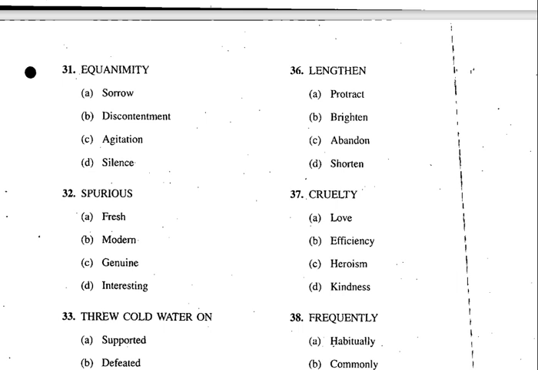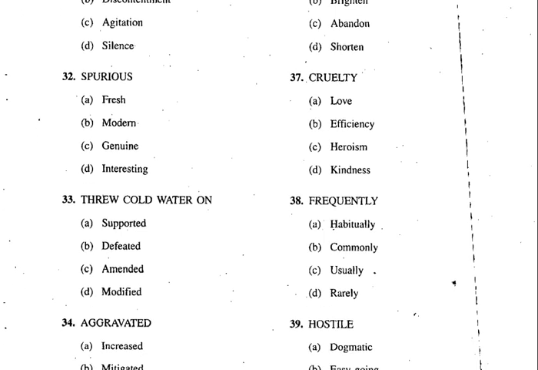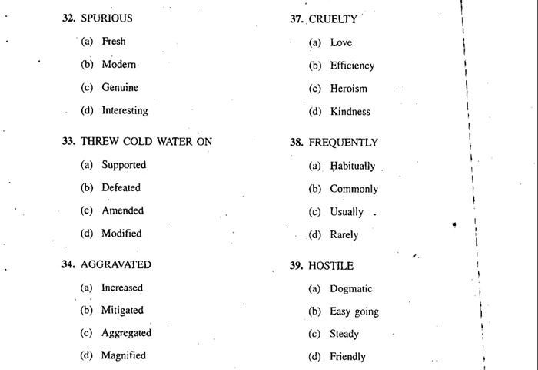Let's go to the 32nd one, spurious. This word quite often appears in the examination. Spurious liquor we come across in the newspaper. So what does spurious mean? Bogus, fake, duplicate, false, sham. You're familiar with spurious. Now let's see the options which have been given: fresh, modern, genuine, interesting. Genuine. So that will be the answer for the 32nd one.